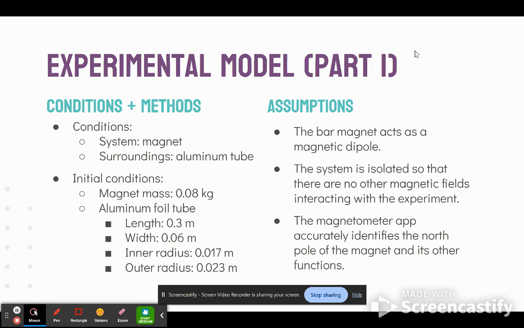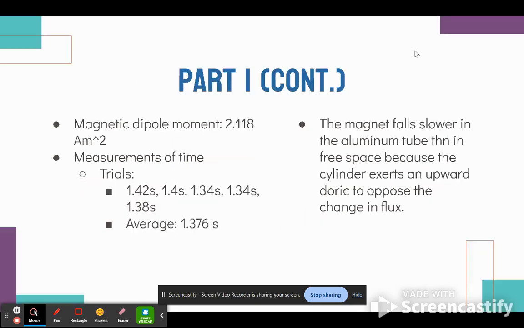As for the trials, I found that the average among the 5 times was 1.376 seconds, and the magnet falls slower in the aluminum foil tube than in free space because the cylinder exerts an upward force to oppose the change in flux.